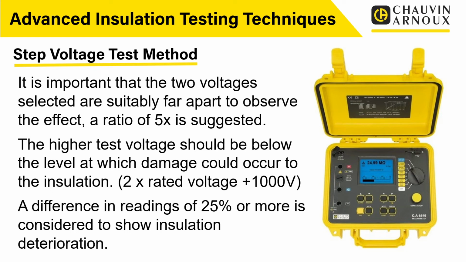The higher test voltage should be below the level at which damage could occur to the insulation. In some of the guidance that we've got, it talks about 2 times the rated voltage plus 1000 volts. Quite often when we're looking at flash testing and dielectric strength testing, particularly in AC systems, they generally recommend this voltage of around 2 times the rated voltage plus 1,000 volts as where they'd start carrying out those dielectric strength tests. So we would suggest, as a rule of thumb, trying to keep below that if you can.